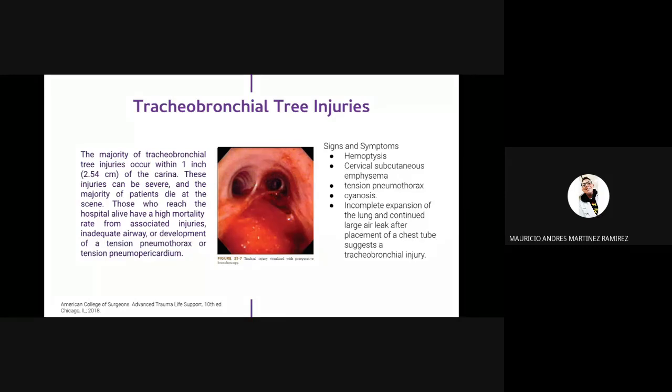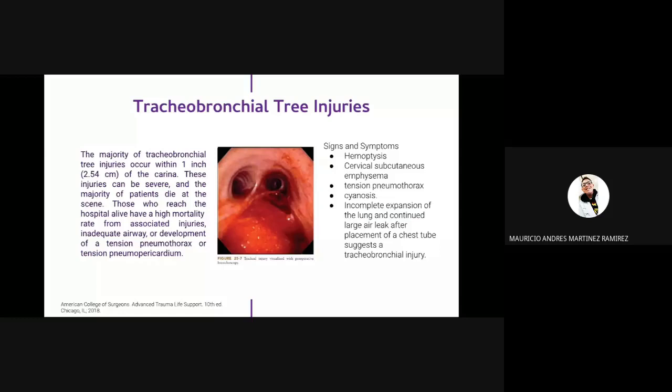Most penetrating injuries to the cervical trachea, while straightforward to repair, may be associated with injury to vessels, esophagus, thoracic duct, and nerves. Signs and symptoms that we can find are hemoptysis, cervical subcutaneous emphysema, tension pneumothorax, cyanosis, and incomplete expansion of the lung. A continued large air leak after placement of a chest tube suggests a tracheobronchial injury.